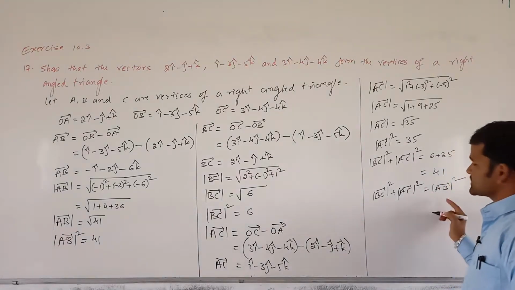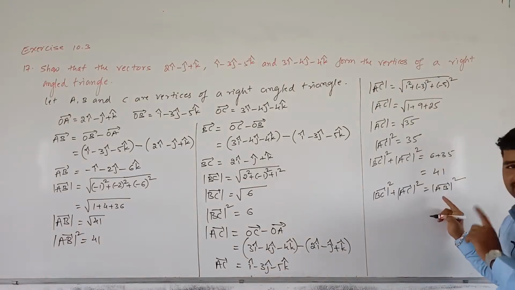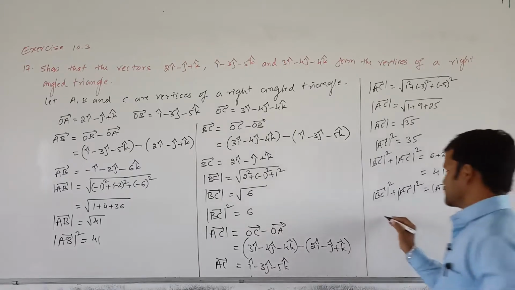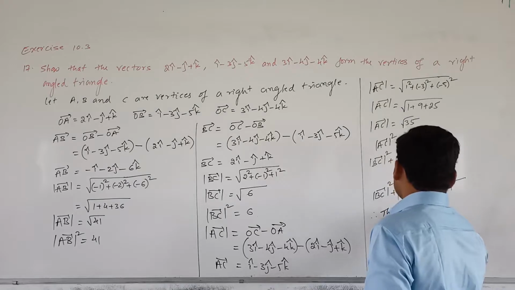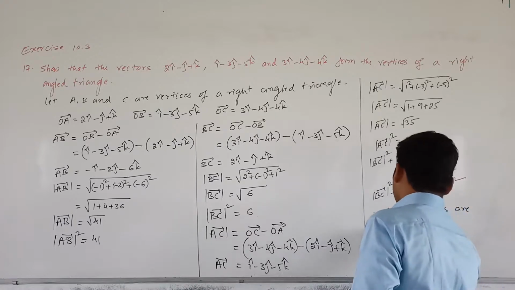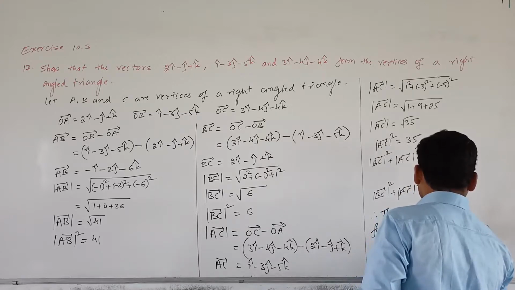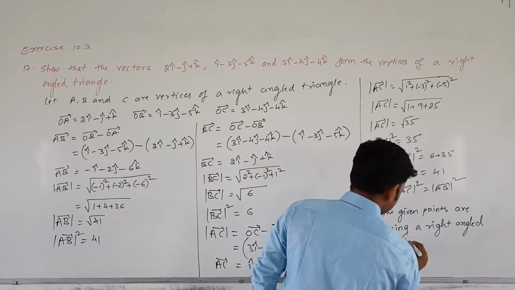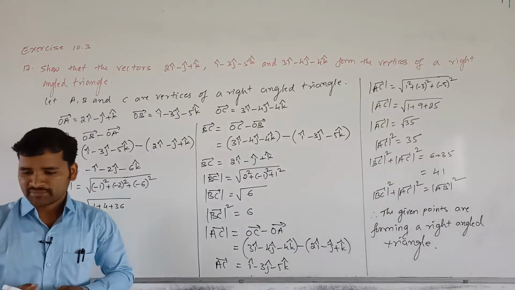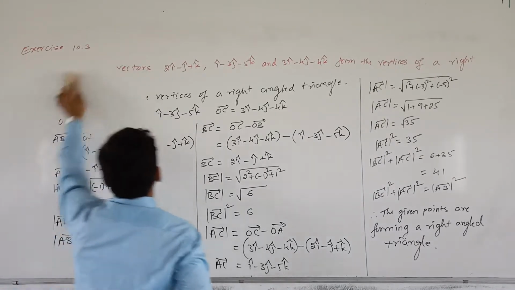With this, what we can say? We can say that the vertices are forming a right angled triangle with right angle at the vertex C. See, side AB square is there, in the sense right angle will be at the vertex C. Okay. Therefore, the given points are forming a right angled triangle. This is about problem number 17 in the exercise 10.3. Now, we will take the last problem, that is problem number 18.